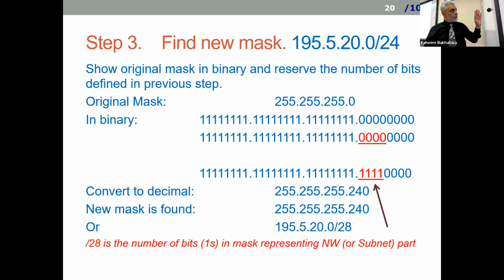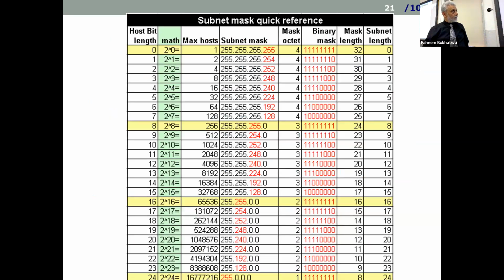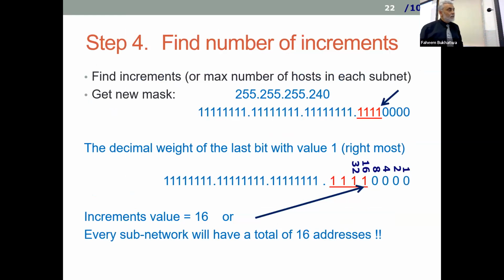Now we got the mask. Once you have the mask, you want to see how big each network is. There are many ways to find it, but start at the mask. In any mask you find, start on the right and go until you get to the first one, and see what value it has in this byte.